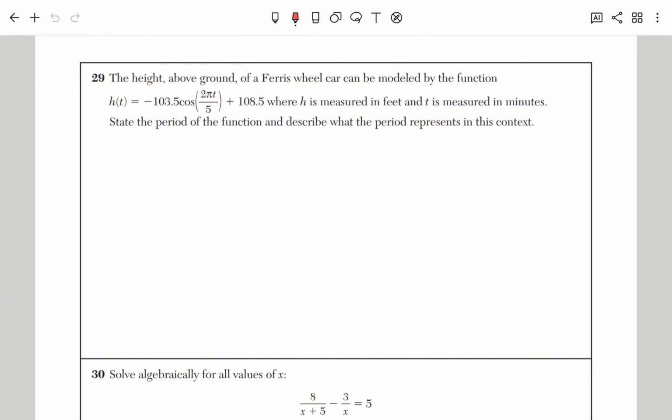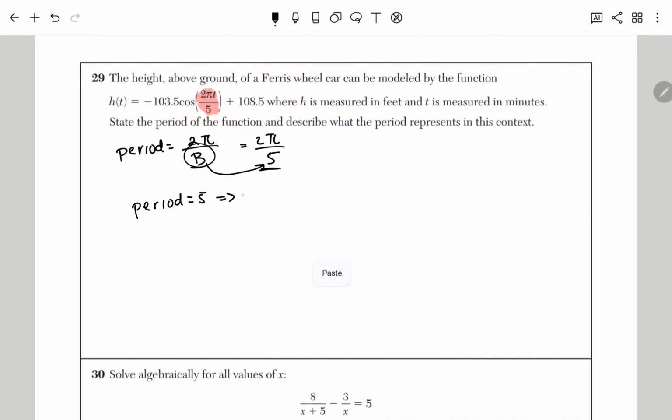So when we have this kind of equation, our period is going to be right in the parentheses. And remember, the period is equal to 2π over b. So in here, we're given 2π over 5. So we know that our period matches up, and this is going to be 5. So our period equals 5. And what does that mean?